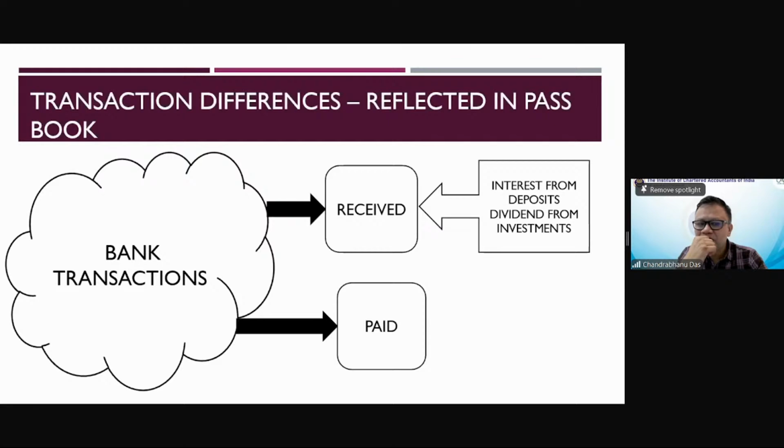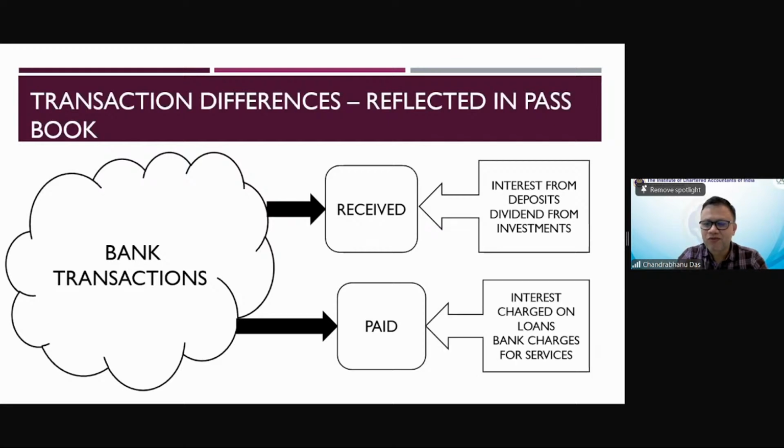Similarly, some payments, what can be payments? Interest which is charged on loans, definitely they have a particular due date and they do it. So in that sense, whatever date they have done it, they have not passed that information normally. And it normally happens. We are all human beings, so definitely there is a time lag in passing the information. And this is where the differences can arise.